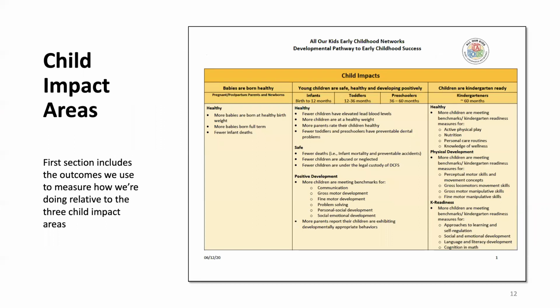And here's a close-up of the child impact areas. Again, this first section includes the outcomes for how we're going to measure whether babies are born healthy, whether young children are safe, healthy, and developing positively, and whether children are kindergarten ready.